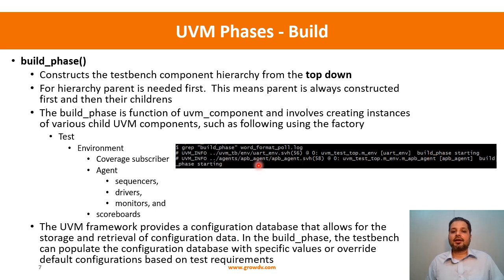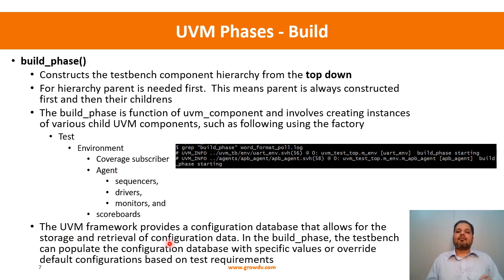Next, if we look at it in the order, it is saying agents, APB agent.svh, some line number at time 0. The build phase starts at time 0. And it's saying UVM test top, the hierarchy has now become extended. So it has menv, apb agent, the ID is apb agent, and then build phase is starting. So you have the environment build phase and then you have the agent build phase. With these two, I am showing you that it is really moving top down.